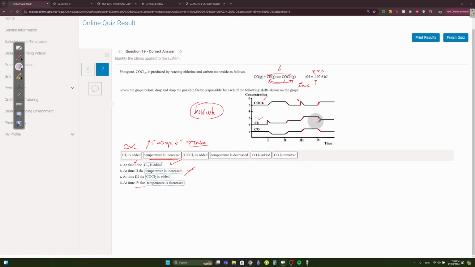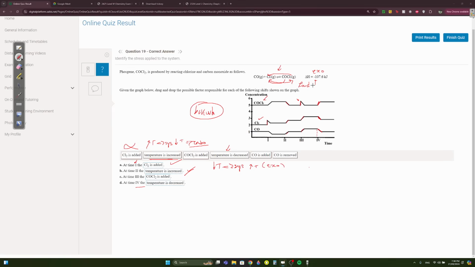Okay, in this case, there's no spike. So it's none of the added or removed or anything. So it's either temperature increased or decreased. It is decreased because the first one was increased. But let's explain it. Would it be temperature decreased? Why? If you decrease temperature, the system will have to increase temperature, meaning it's going to go exothermic.